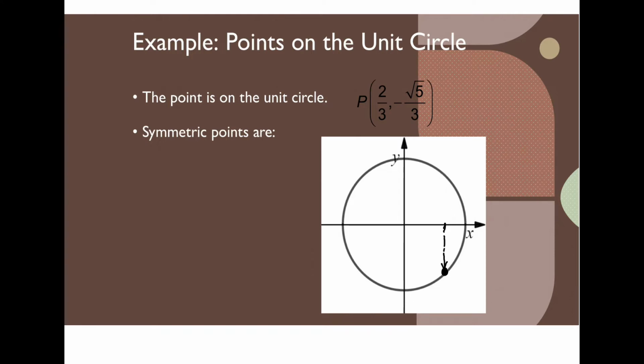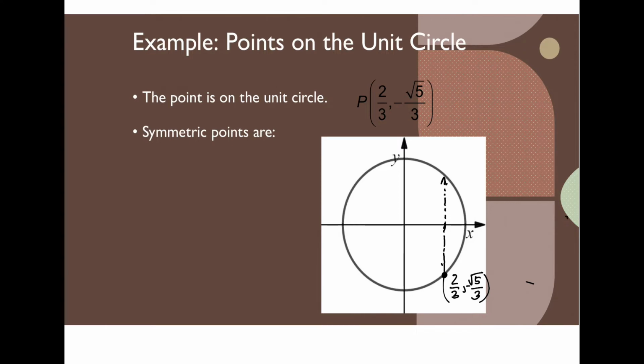Erase that. So this point is at 2/3 and negative square root of 5 over 3 as an ordered pair. Now we want to find the other one.